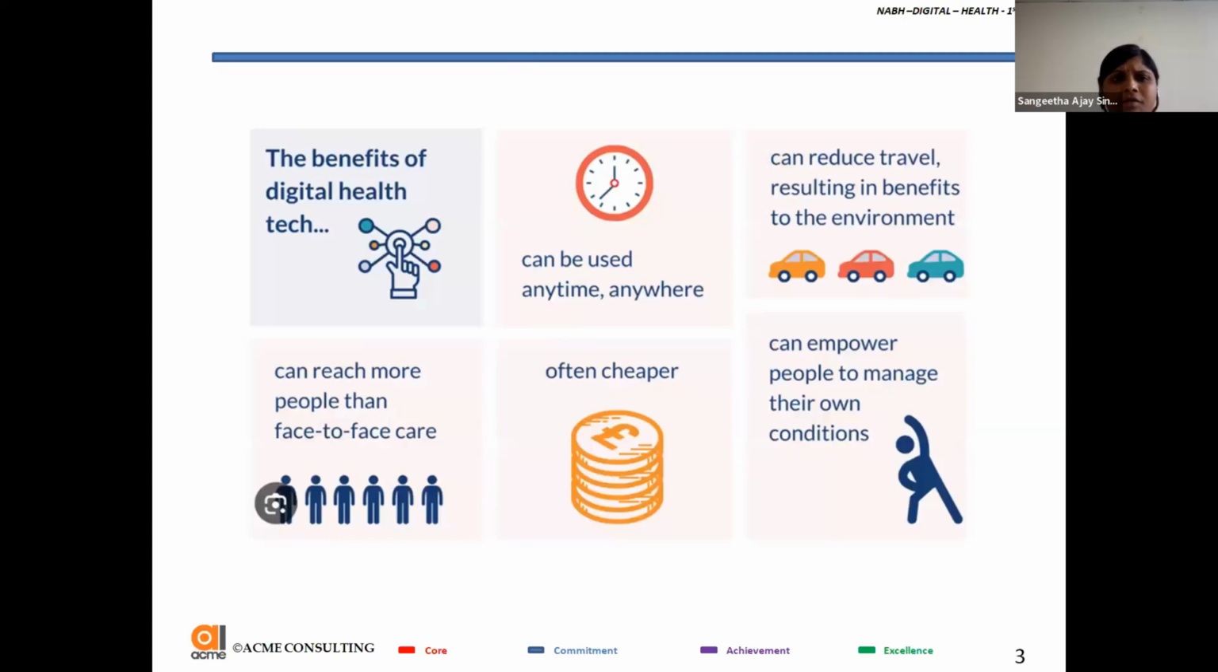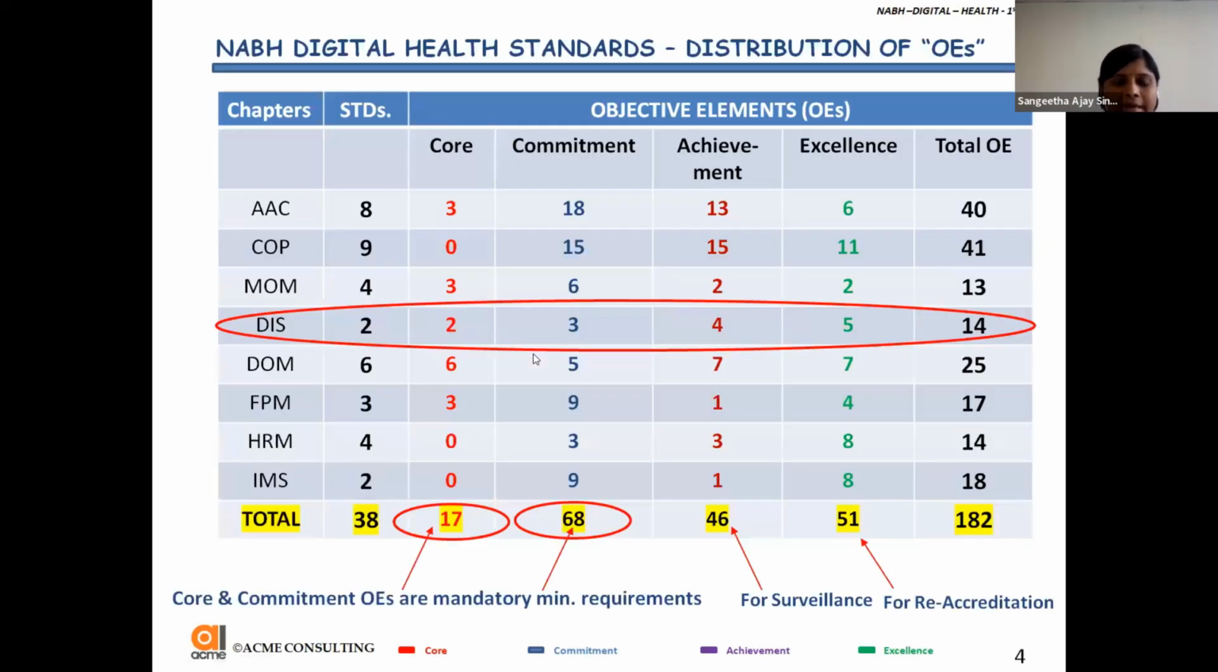And there are a lot of benefits of having digital health technology because it can be used anywhere, everywhere, and it can reach many people. It's often cheaper, and we can reduce the travel time. In the sense, the patient can reduce the travel time, resulting in a benefit to the environment, and it also empowers people to manage their own conditions.